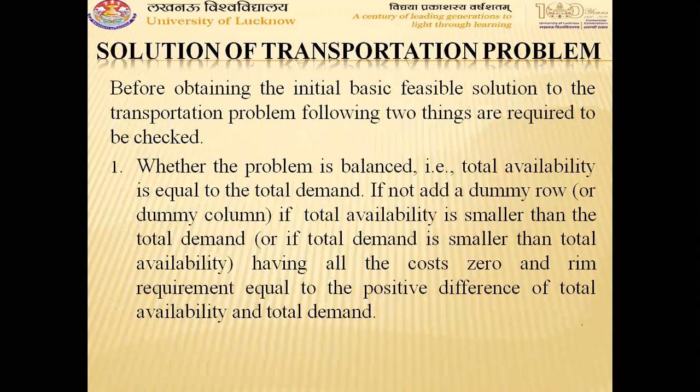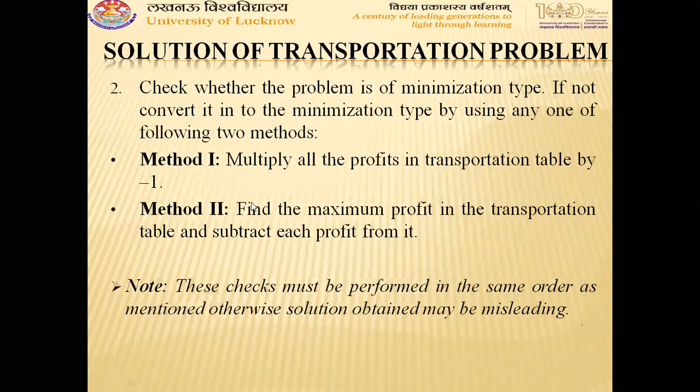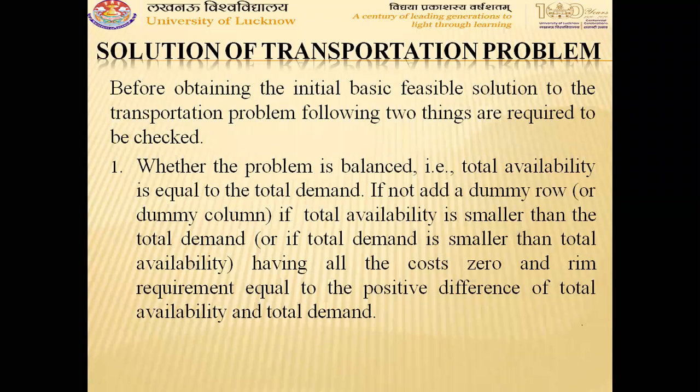So before obtaining the initial basic feasible solution to the transportation problem, two conditions must be checked. First condition is whether the transportation problem is balanced. That means the total availability is equal to the total demand. Or in other words, the necessary and sufficient condition for the existence of a feasible solution of a transportation problem, that is, summation ai equals summation bj. That means first we verify whether summation ai is equal to summation bj or not.